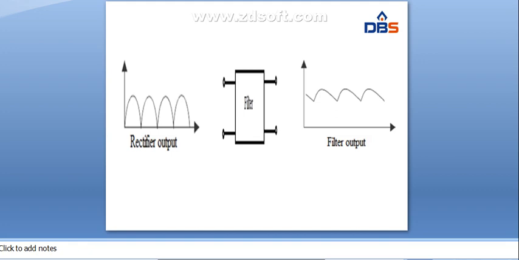The output of a filter is not exactly a constant DC level. It contains a small amount of AC. The filter output also contains a small amount of AC content, and that's why the output of the filter looks like this.